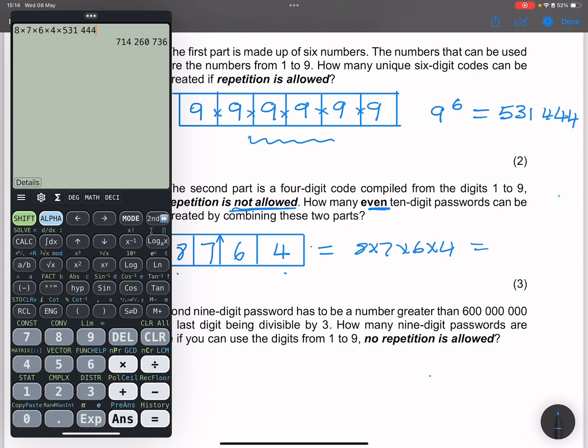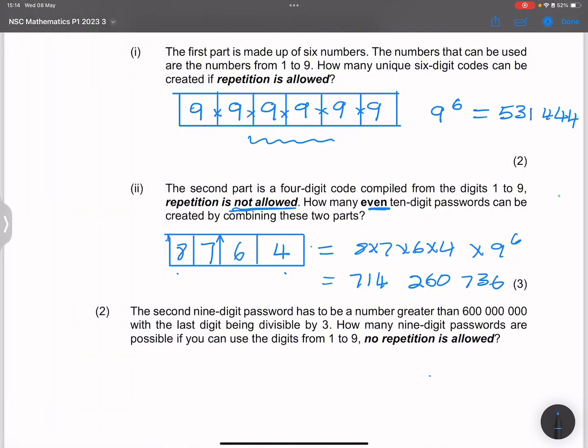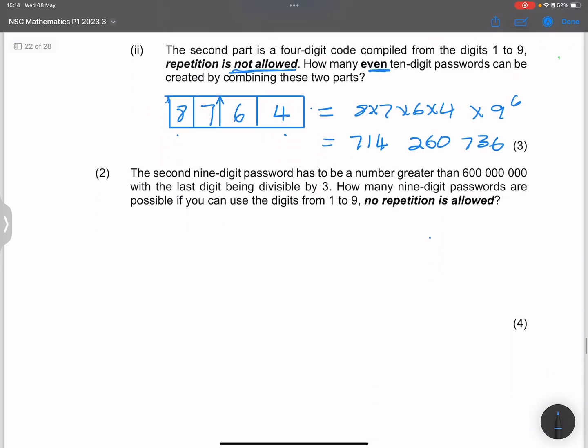Okay, so I get a number. So this is multiplied by 9 exponent 6. So the total number of combinations can be 714,260,736. So that would be the number of digits that I can create. All right, so we move on.